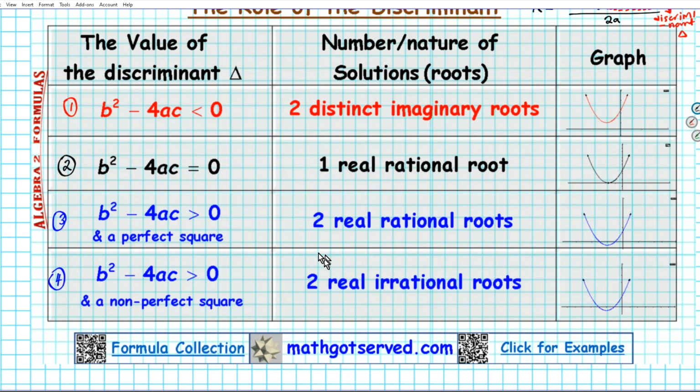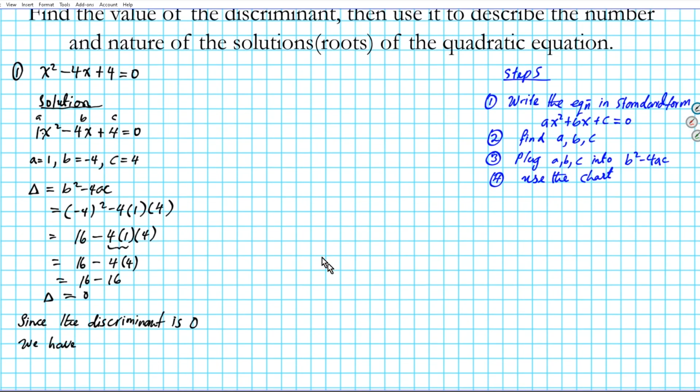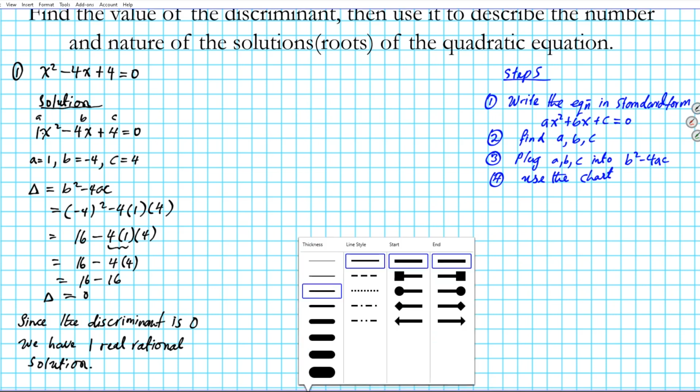In that case, you have one real, rational root. Okay, so since the discriminant is equal to 0, we have one real rational root or solution. The same thing. Okay, all right, so that's that for question number 1.